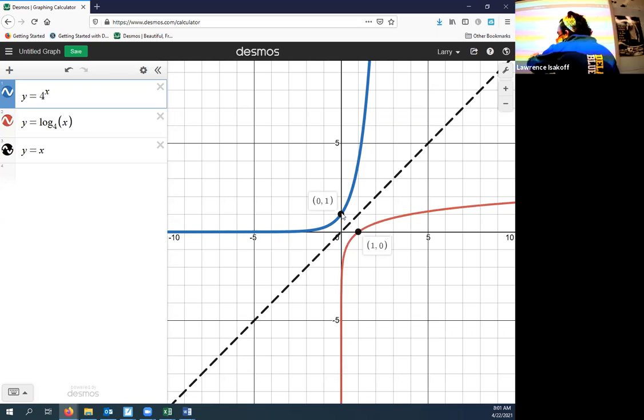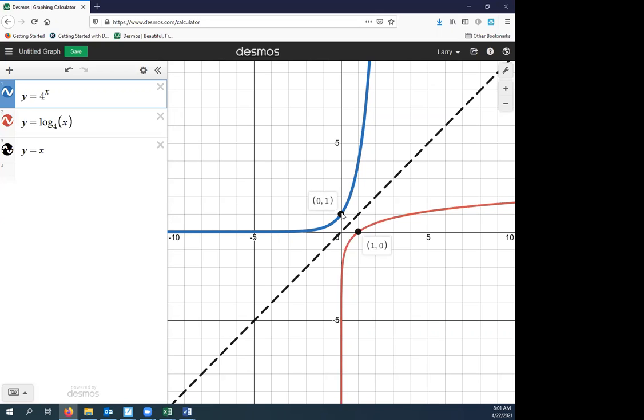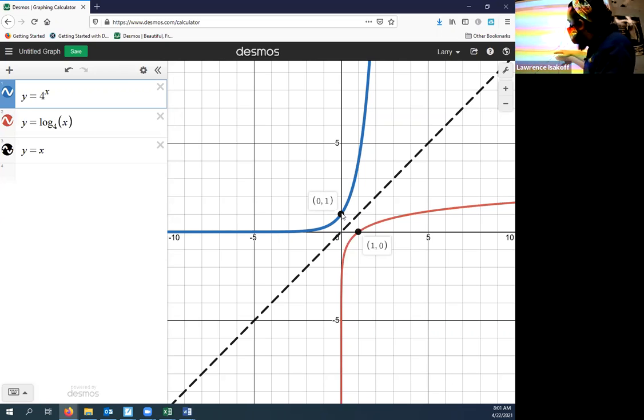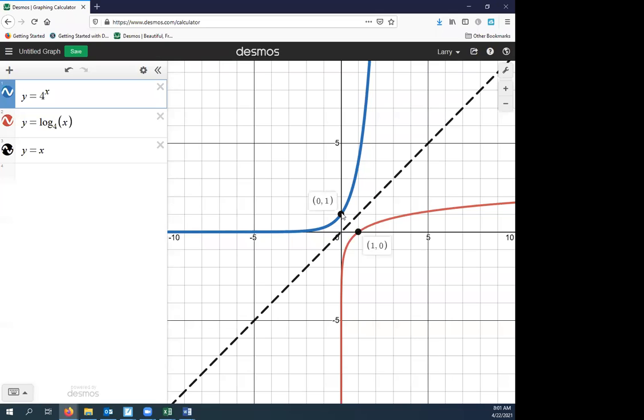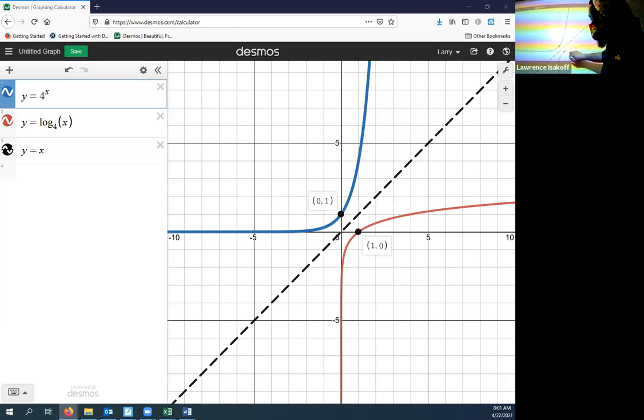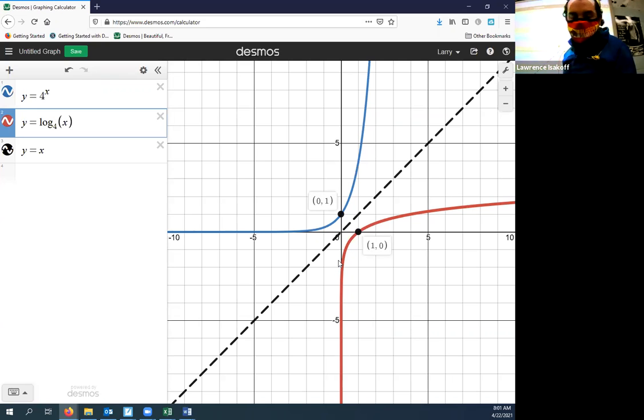If you notice, it appears that the blue graph does have a horizontal asymptote at y equals 0, whereas the red graph has a vertical asymptote at x equals 0. So y equals 0, a nice horizontal asymptote here. X equals 0, a nice vertical asymptote over here on the other one.